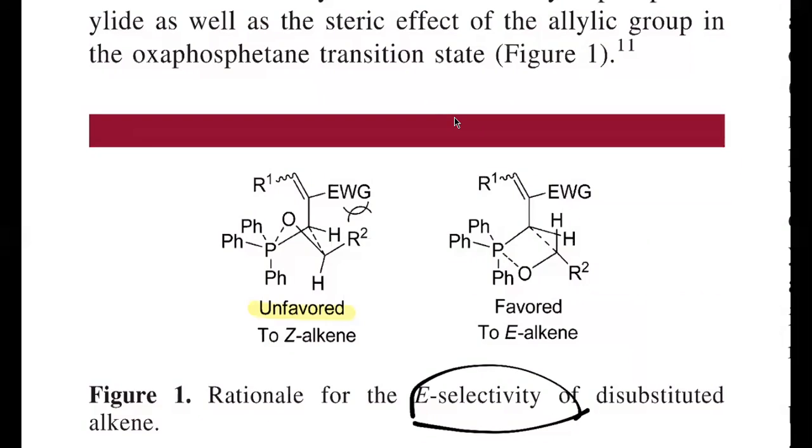So you can see over here, this little symbol means that there's some steric hindrance between the electron withdrawing group and R2, right? So that's going to disfavor that transition state and favor the other transition state on the right, where R2 is pointed down away from the electron withdrawing group, right? So that alleviates that steric strain. All right. Any questions?